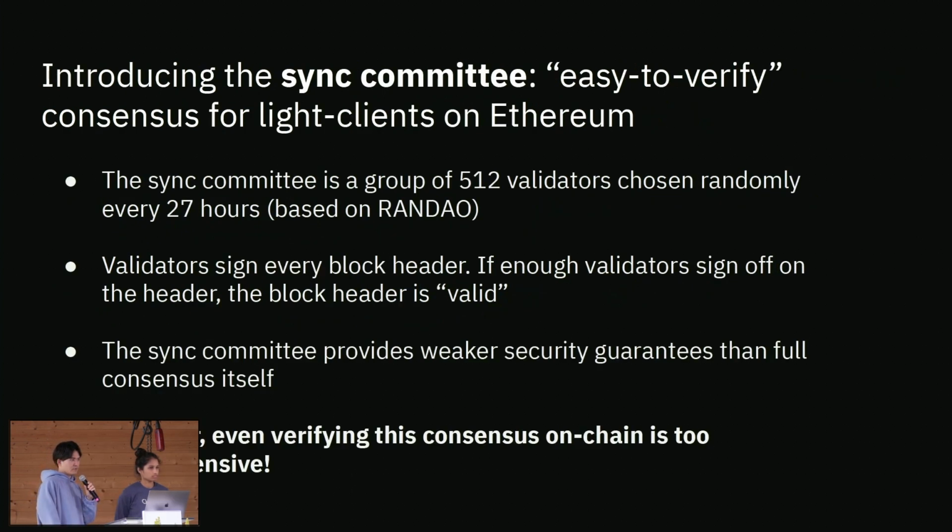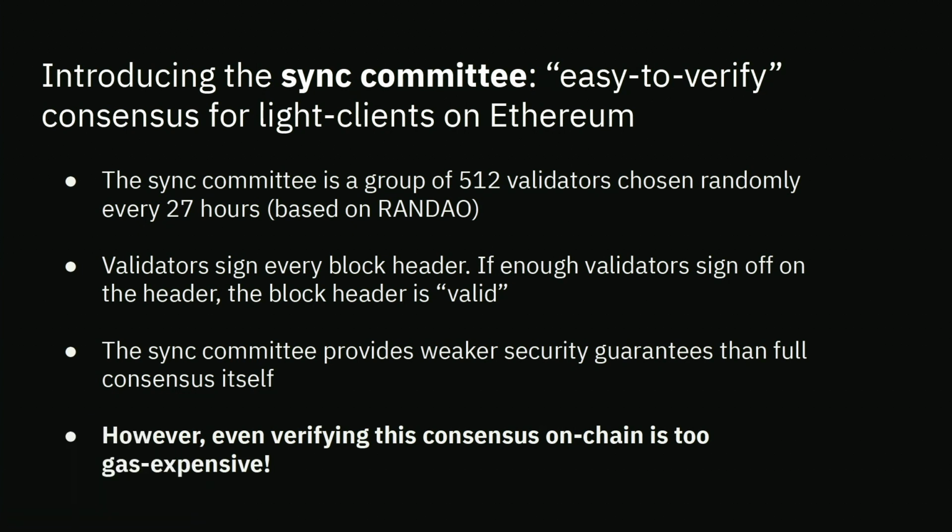So the developers of the Ethereum ecosystem actually recognize that verifying consensus cheaply is an important primitive to have for your blockchain to run light clients. So they introduced an easier to verify consensus algorithm on Ethereum, a protocol called the Sync Committee. The way to think about this is that instead of having 400,000 validators running consensus on the chain, you select a subset of 512 validators, which are chosen randomly every 27 hours.